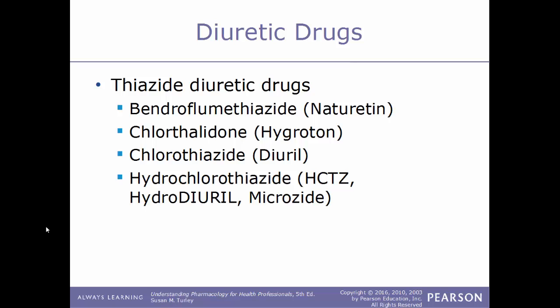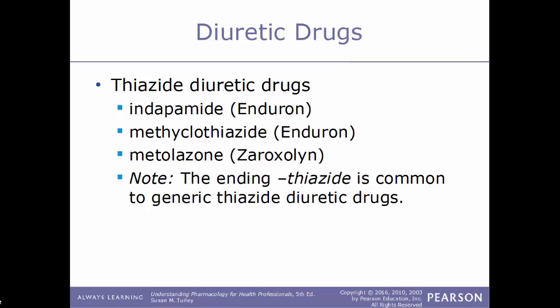As these drugs are listed here, you have the generic name first and then the trade name in parentheses. So some examples of this category would include bendroflumethiazide, sold under the trade name Naturetin; chlorthalidone, sold under the name Hygroton; chlorothiazide, under the name Diuril; and hydrochlorothiazide, sold under the name HCTZ or HydroDiuril or Microzide. Some other examples of this class: indapamide and also methyclothiazide. Both of those are sold under the name Enduron; metolazone, sold under the trade name Zaroxolyn.